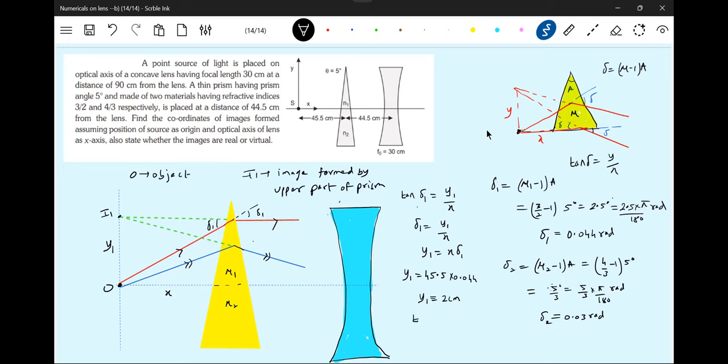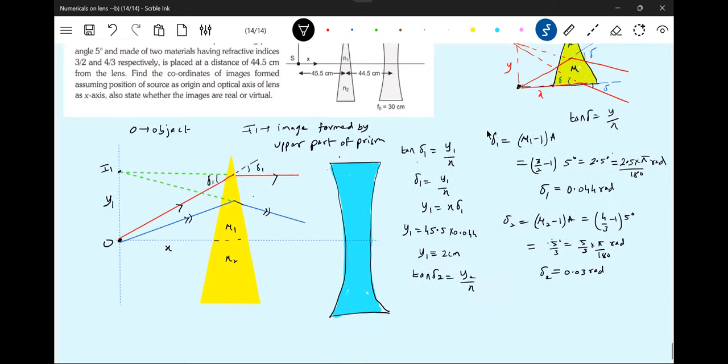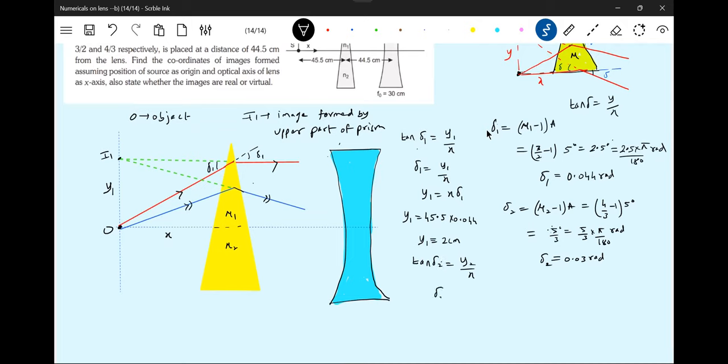Similarly, we'll calculate tan delta 2. Delta 2, 45.5 into delta 2 will be 0.03. That gives 1.3 centimeter. So the image will be found just below that one.